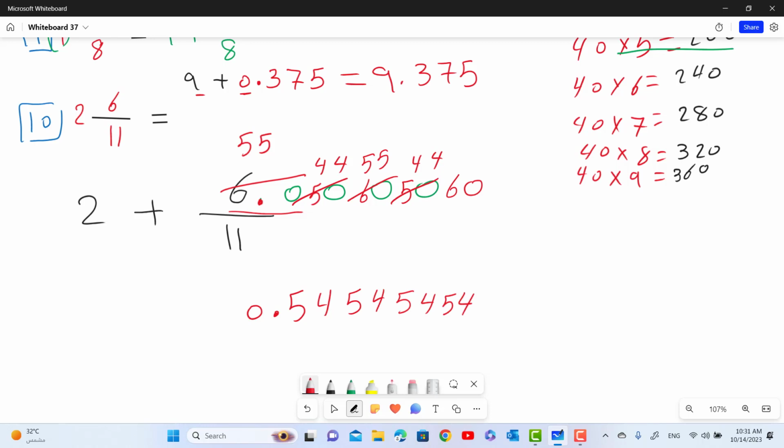Then we can write it 0.54 and both are repeated. Don't forget to put the 2 here. Then the answer will be 2.54 meters.